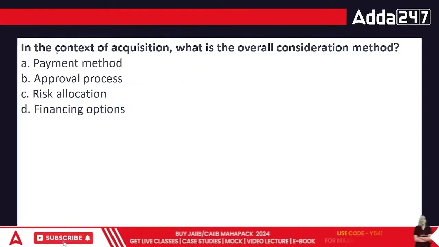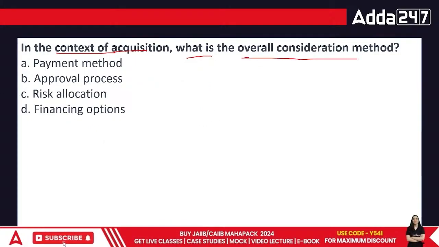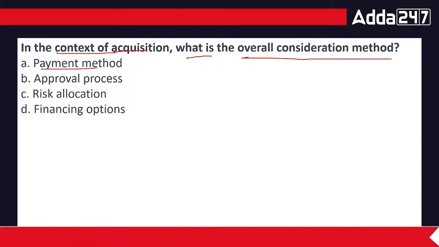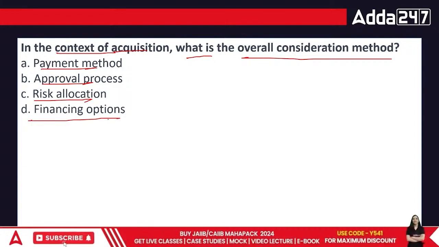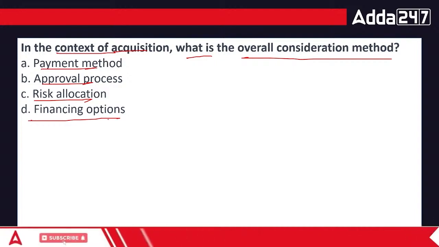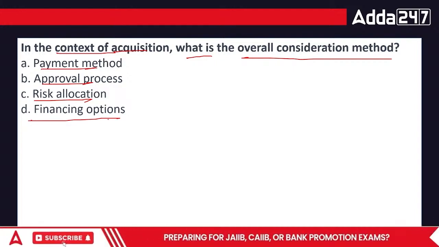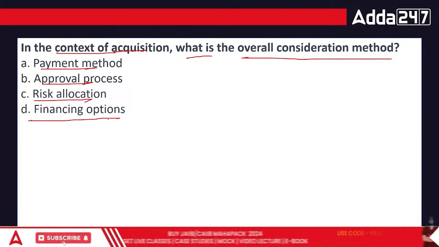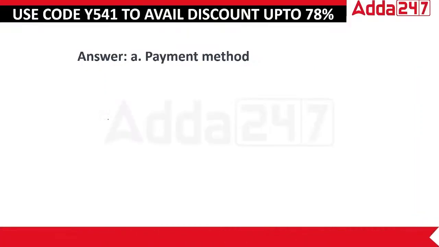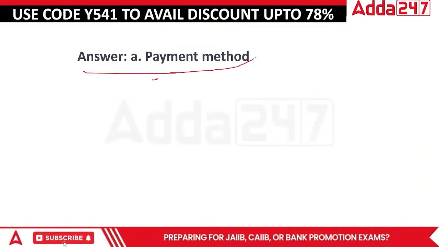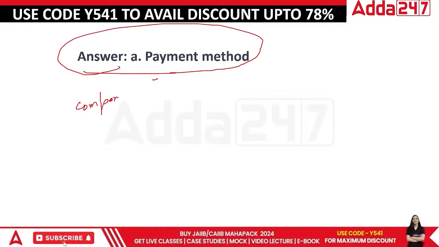In the context of acquisition, what is the overall consideration method? Payment, approval, risk, allocation. In context of acquisition, acquisition means acquiring again. What is the process? What is the overall consideration method? How do we pay, everyone? Payment method, consideration, or approval, risk allocation, or financing. It is the payment method. Consideration means what? What are we going to pay for that particular company that we are trying to buy?